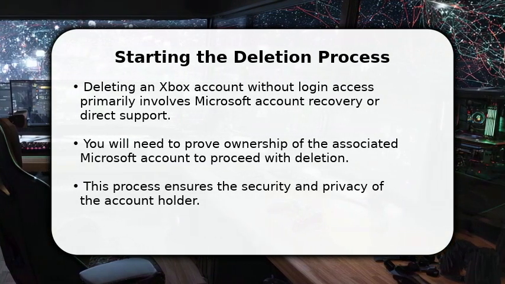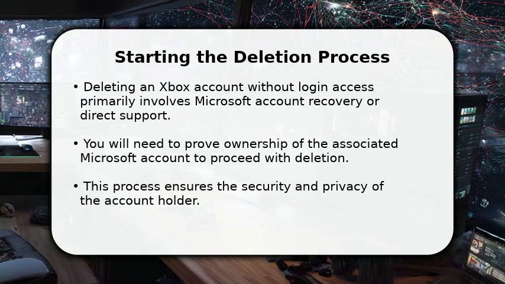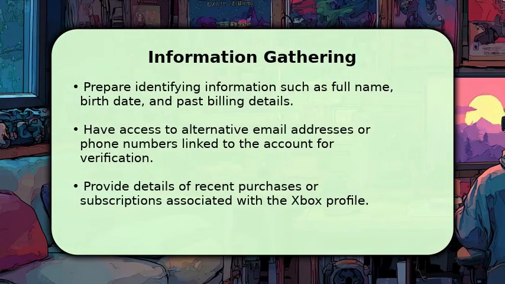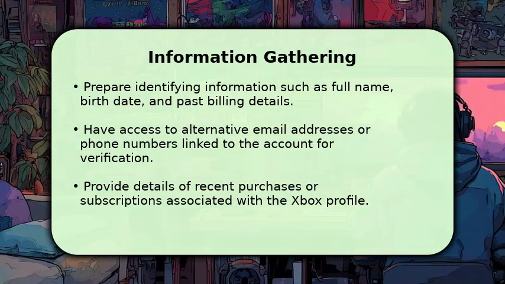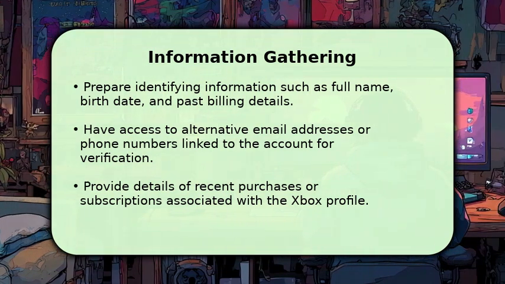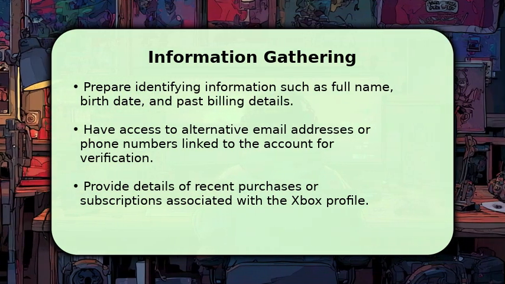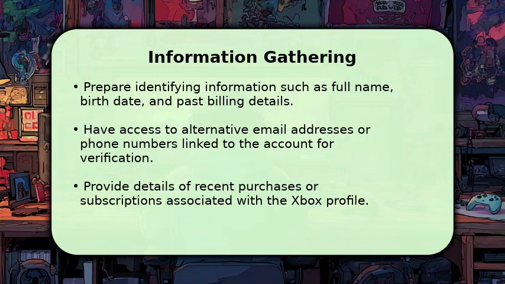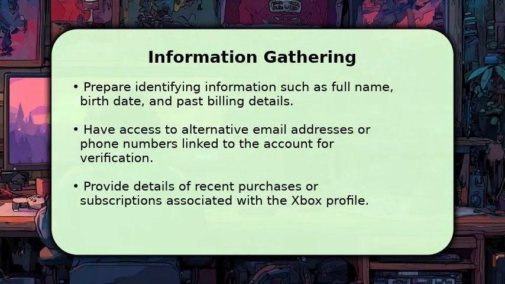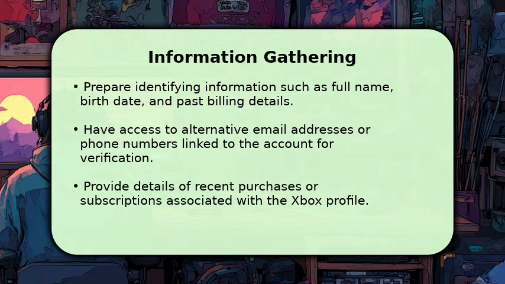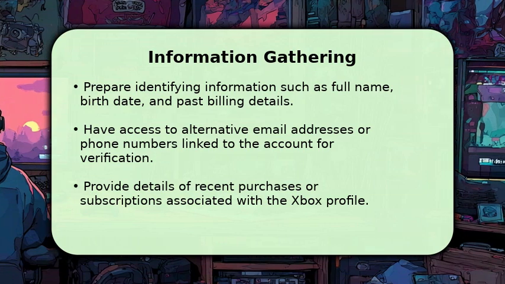You will need to gather essential personal details to verify your identity and ownership of the associated Microsoft account. To effectively initiate the account recovery process, you will need to meticulously gather specific pieces of information. This includes your full legal name, your exact date of birth, and any past billing information, like credit card numbers or PayPal details, used on the account. Additionally, be ready to provide alternative email addresses or phone numbers previously linked to the account, which can aid in identity verification. Details about recent game purchases or subscriptions linked to your Xbox profile are also very helpful.